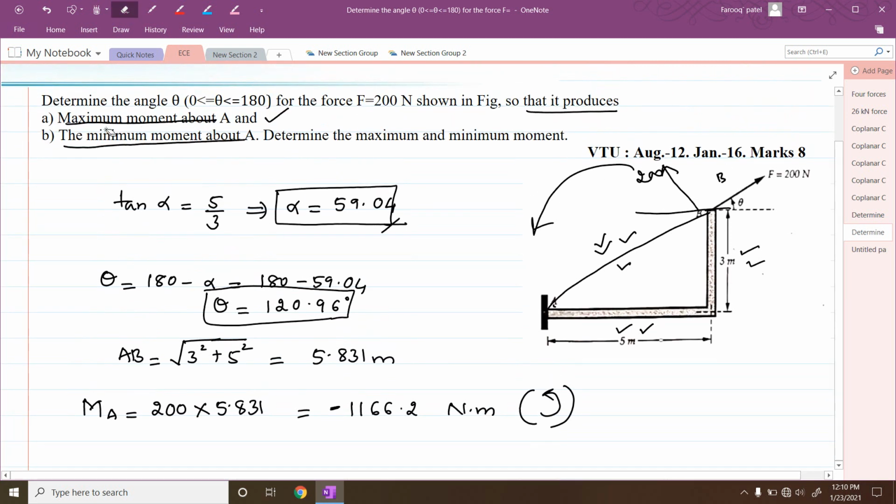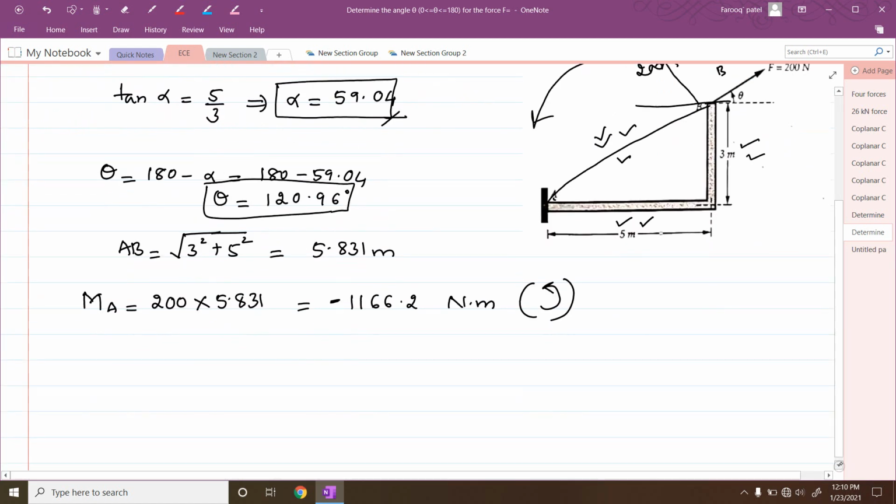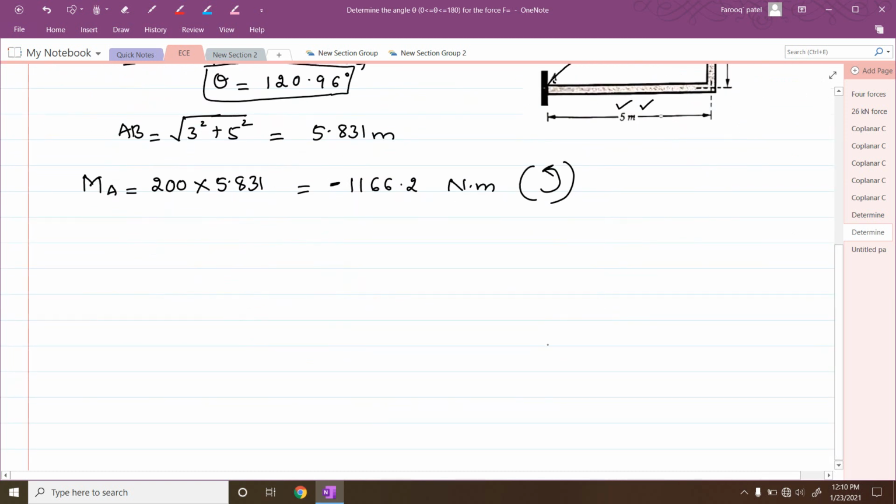We have calculated the maximum moment. Then next, they have asked us to calculate the minimum moment. So how do we calculate the minimum moment? Let me draw the figure here. This is the triangle we have. At this point one force is acting. We have to apply the force F equal to 200 Newton in such a way that the line of action of the force passes through point A. Then there will be no moment, and that will be the minimum moment we can have.